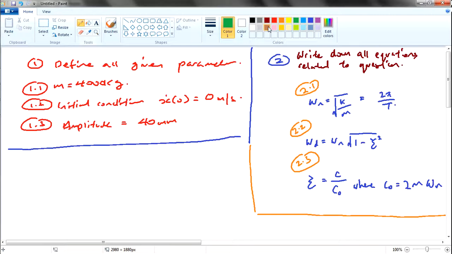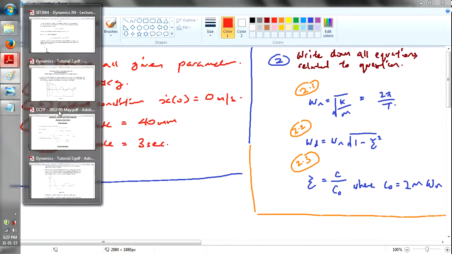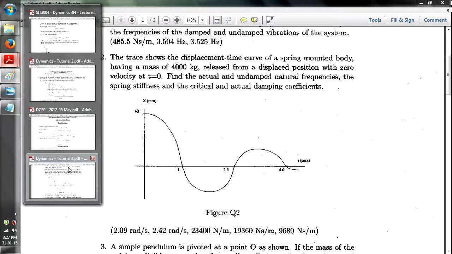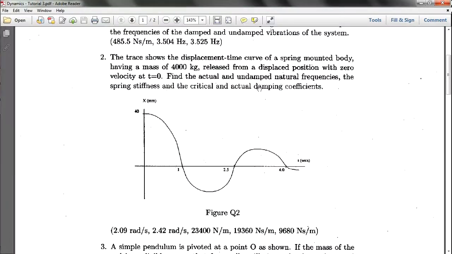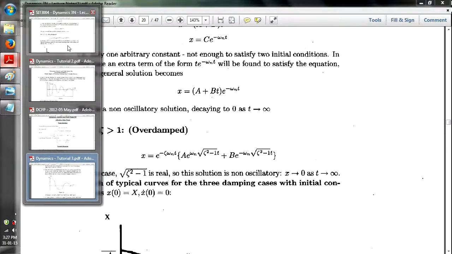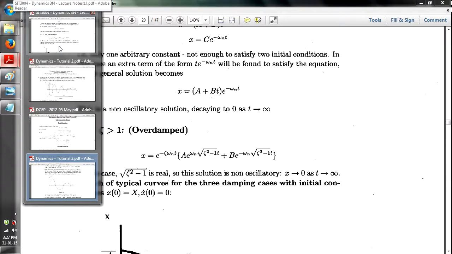So we can also write down that one cycle is equal to 3 seconds. And then the question also asks us to find the unknown natural frequency, spring stiffness, and the critical and actual damping coefficient. You realize what the critical and actual damping coefficient are. The damping coefficient is actually C, while the critical one is C naught.